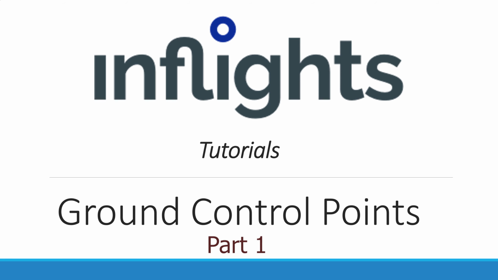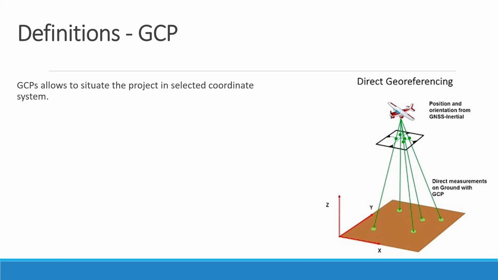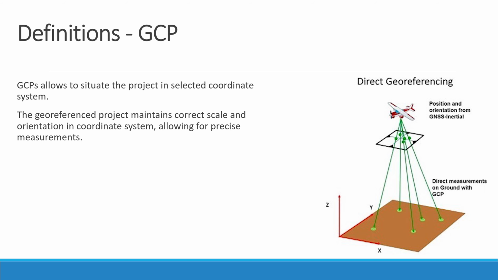inflights.com/pilot. In this video, we'll talk about ground control points, also known as GCPs for short. To put it simply, GCPs are large targets marked on the ground that you measured coordinates of with survey-grade equipment. GCPs are used to georeference the project in a chosen coordinate system. This means that the project can be used by surveyors, architects, and other engineers. It also ensures that the project has correct scale, so all the measurements on the drone mapping outputs are accurate.